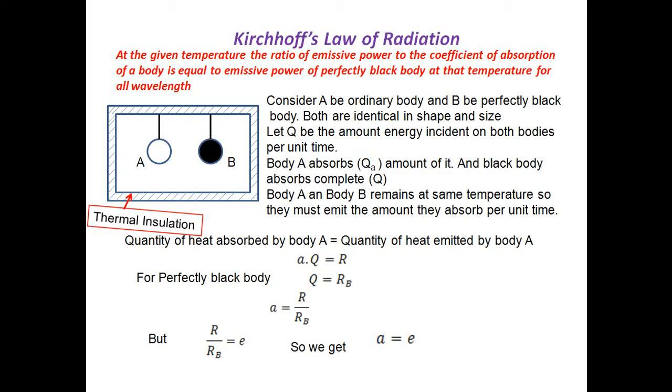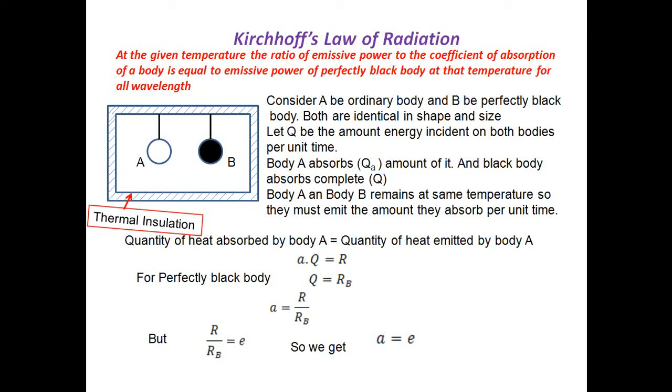Then A will absorb a fraction, a times Q, which is the amount of heat energy absorbed by the ordinary body A. Whereas the perfectly black body will absorb the total energy which is incident on it, that is Q. Now both body A and body B remain at the same temperature. So whatever they absorb, they will emit.